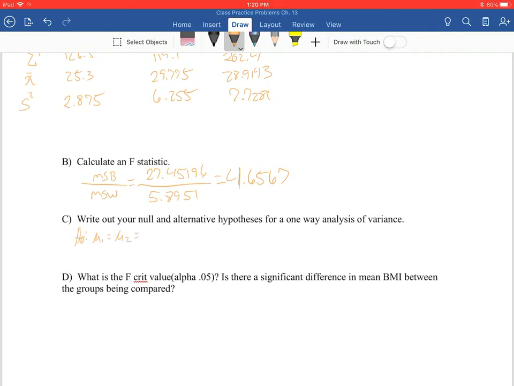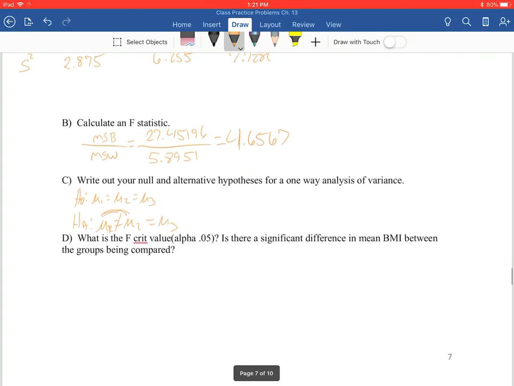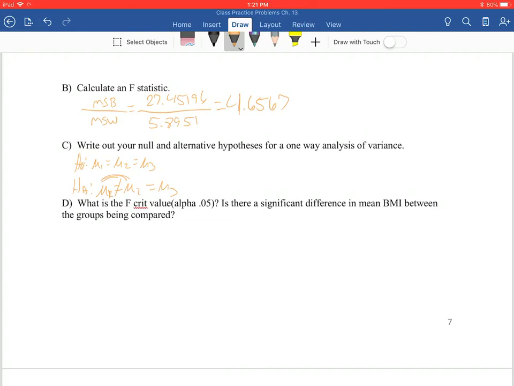We're going to write our null and alternative hypothesis. Once again, our null is going to be a statement of no difference. The null hypothesis is mu1 equals mu2 equals mu3. There's no difference between these groups here. That is what we're stating with our null hypothesis. And our alternative hypothesis is going to state that at least two of the means differ: mu1 does not equal mu2 or mu3. At least two of these means differ from each other.